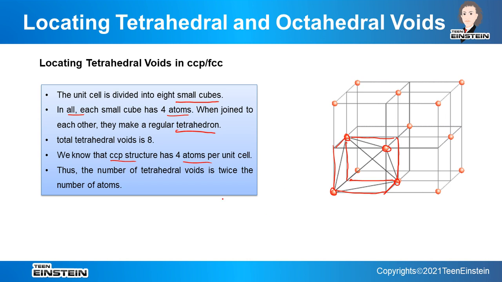So if the number of atoms is n per unit cell, then the octahedral voids will be n and the tetrahedral voids will be 2n. Remember this. When you solve problems, this formula will help us.